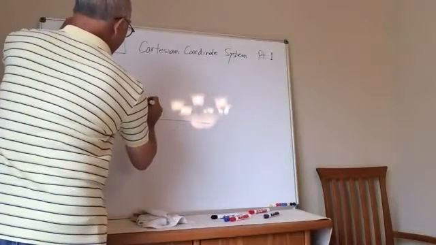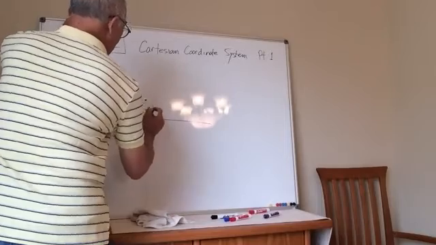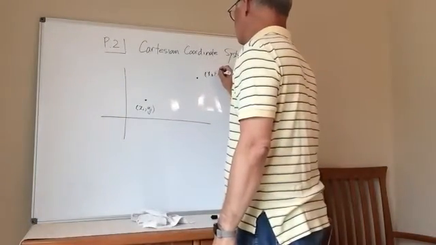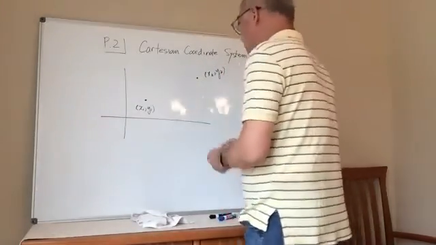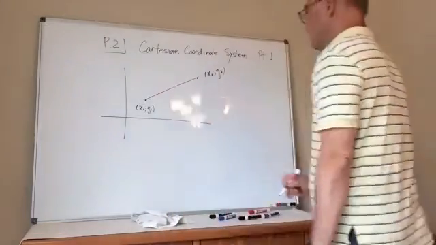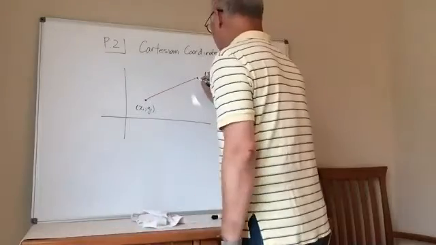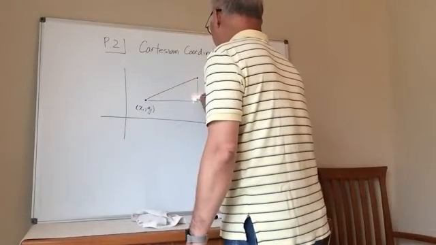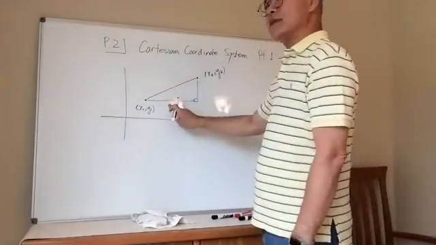So if I have x1, y1 here, and I have x2, y2 here, what I'm looking for is this distance here, from here to here, okay? The way I figure this out is that I'm going to try to put a triangle like this.